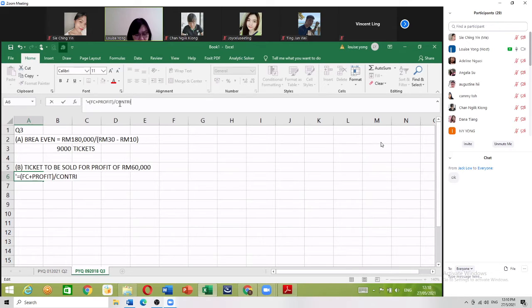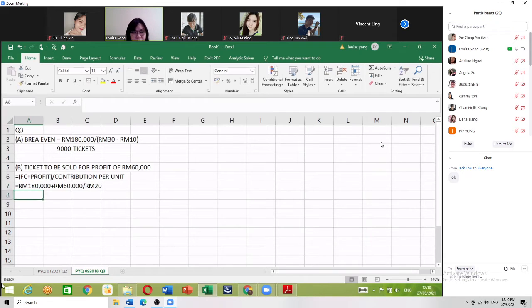Okay, so contribution per unit. Fixed cost 180 thousand, plus your profit, you want to earn 60 thousand. Then after that divided by your contribution per unit, $20. So the answer will be 12,000 tickets. You need to sell 12,000 tickets to earn the profit of 60,000. So this is part B.